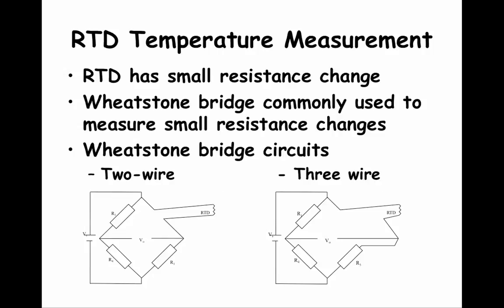With RTDs, we need to measure the resistance change, and the resistance change will be very small. Data loggers and interfacing devices normally measure voltages, so we need to use a Wheatstone bridge circuit to convert the small resistance change into a voltage that a PDAC55 can measure. We will talk more about Wheatstone bridge circuits later. The two figures show two Wheatstone bridge circuits, and the 3-wire circuit is the preferred circuit.